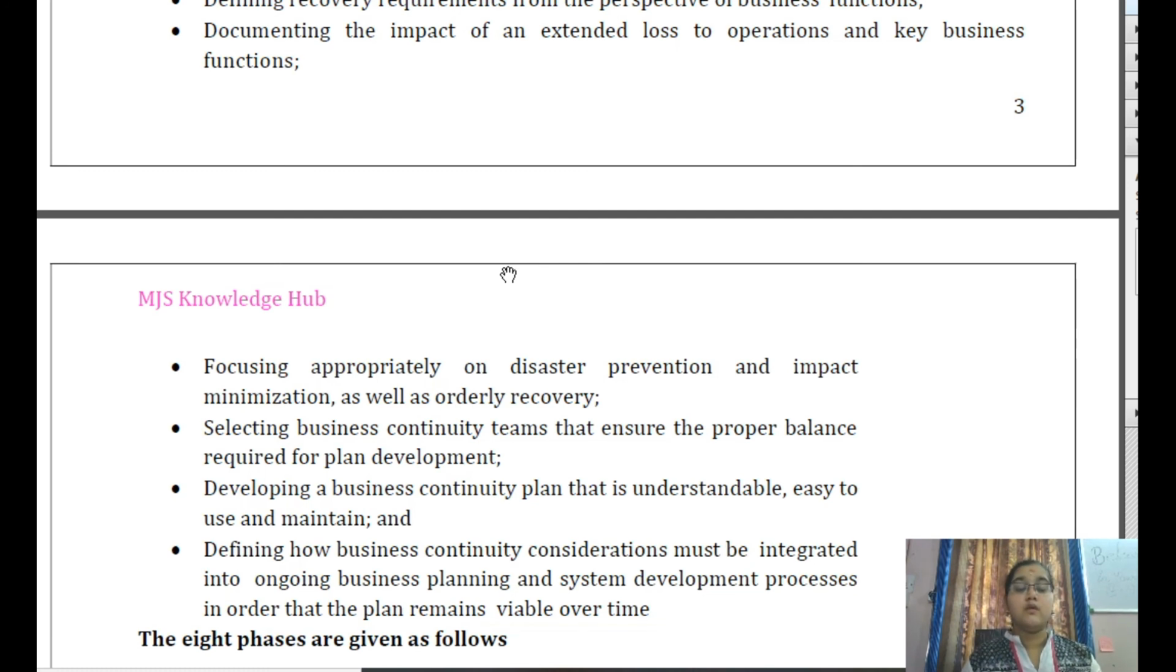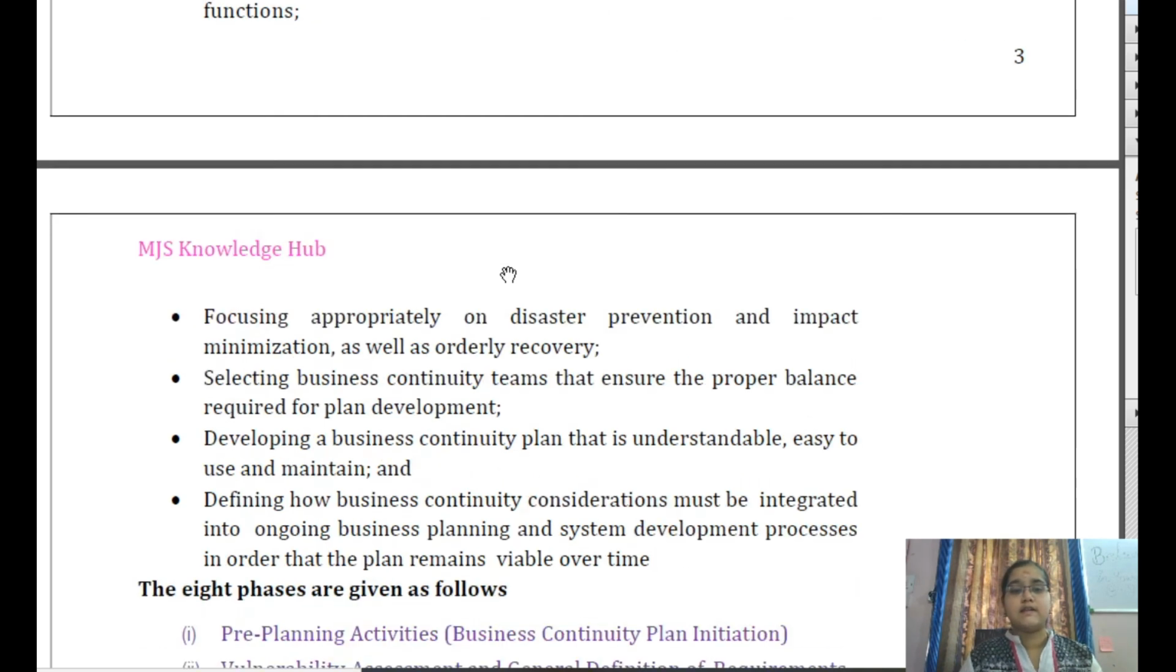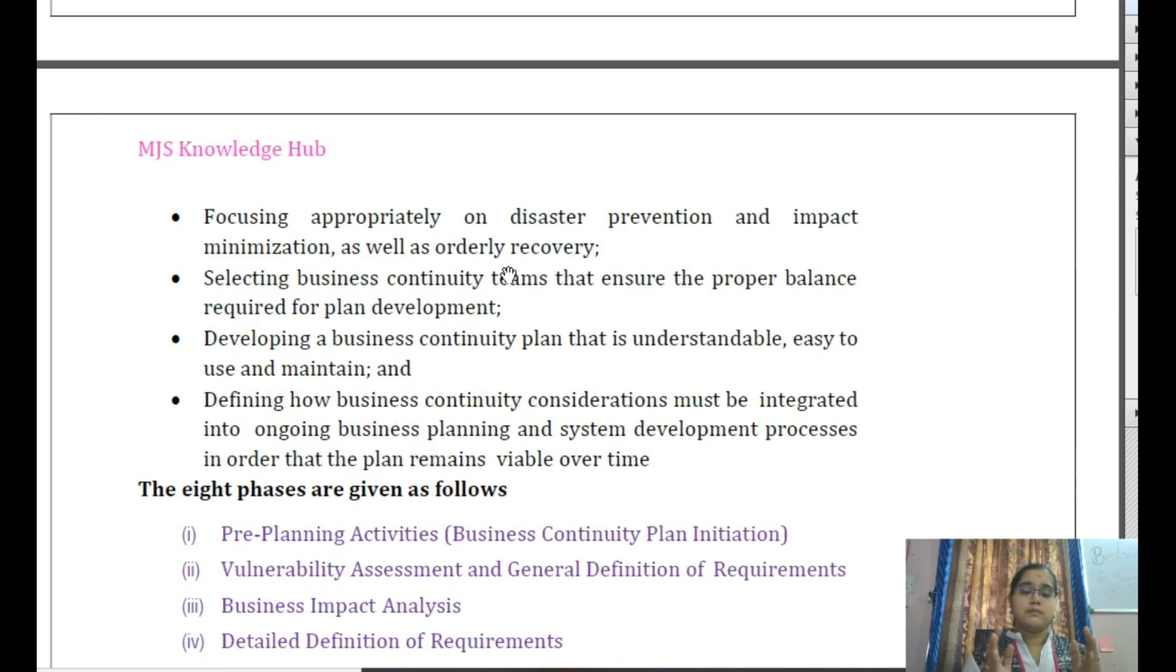Then define how business continuity consideration must be integrated into ongoing business planning. So you will develop a process of business continuity so that even if a disaster occurs at this point of time, you can do these steps. But this must not be a separate concern. It must be integrated with the ongoing business planning, so that the system development process will remain viable over time. It means that if you have found a weakness in a particular system, the developed business continuity plan must be integrated with that system and minimize the effect of the disaster which happens because of that weakness. It must not be taken separately.